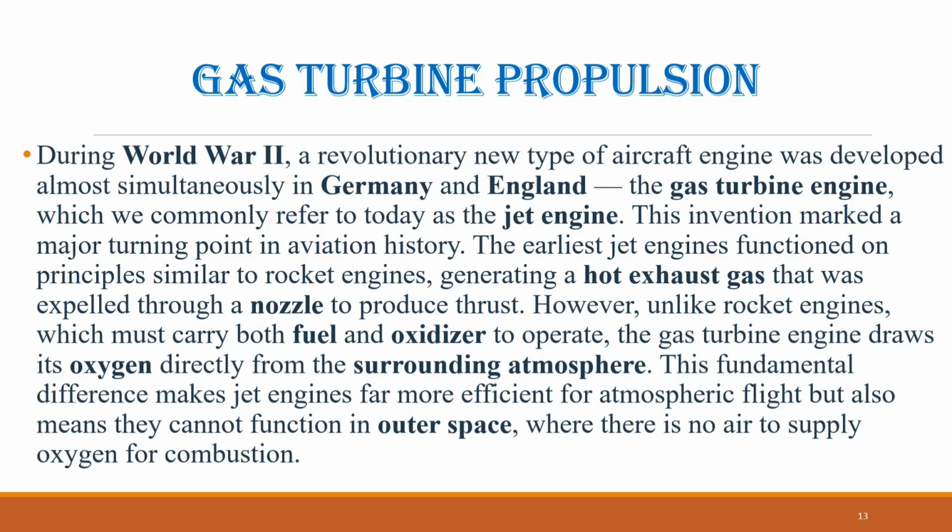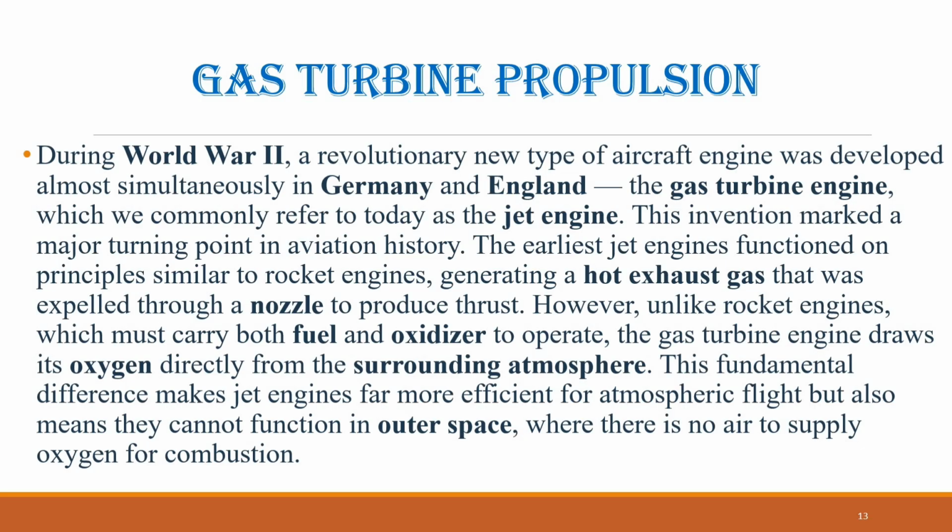The earliest jet engines functioned on principles similar to rocket engines, generating a hot exhaust gas that was expelled through a nozzle to produce thrust. However, unlike rocket engines, which must carry both fuel and oxidizer to operate, the gas turbine engine draws its oxygen directly from the surrounding atmosphere. This fundamental difference makes jet engines far more efficient for atmospheric flight, but also means they cannot function in outer space, where there is no air to supply oxygen for combustion.